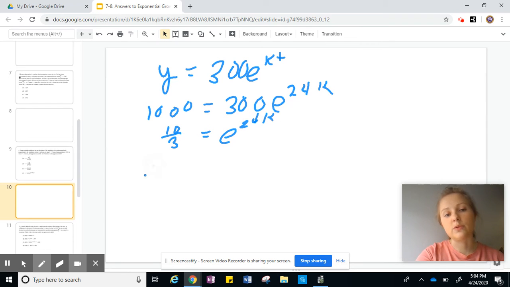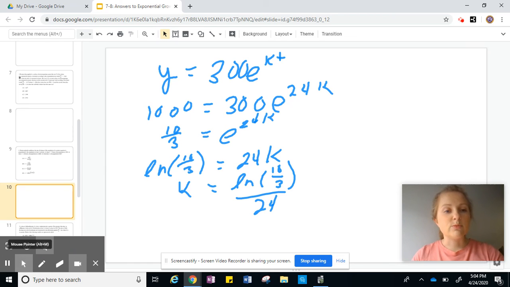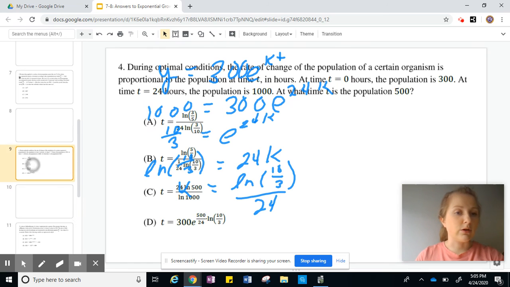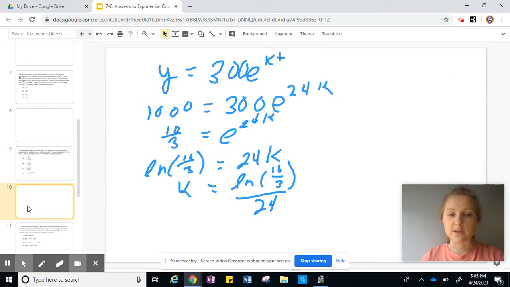Take the natural log of both sides. Divide by 24, and you get natural log of 10 over 3 divided by 24. Now, some of you might be wondering, why didn't I split this up using subtraction like I did before? My answer to you is that my multiple choice options have fractions in the natural logs, so I'm not going to do extra work. I'm going to leave it like that because that's what they seem to do. All right, so we know K.